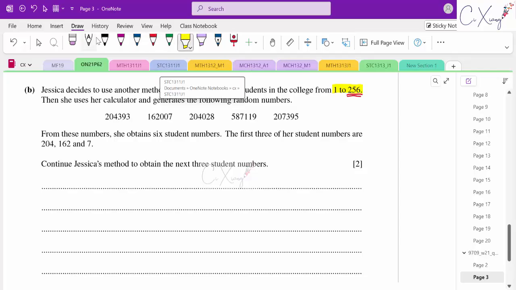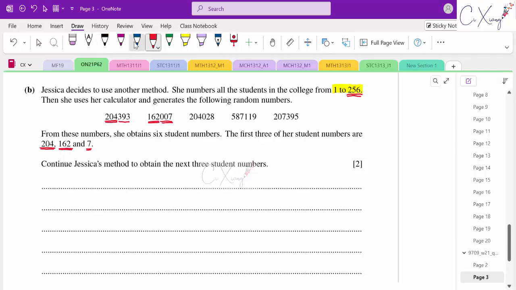As an example, let's say the first 3 digits that I have from the beginning of the table are 204. That's the reason why the first student number 204 will be selected. The second number is 393, but we don't have a student with the number 393 because the maximum number is only 256. Can you see that? Then how about 162? The next student will have the student number 162. Then 007, the next student with the number 7 will also be selected.